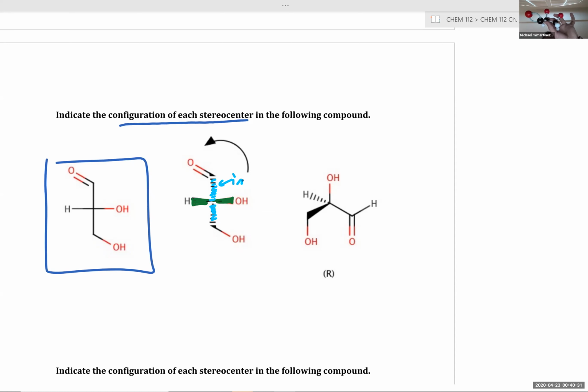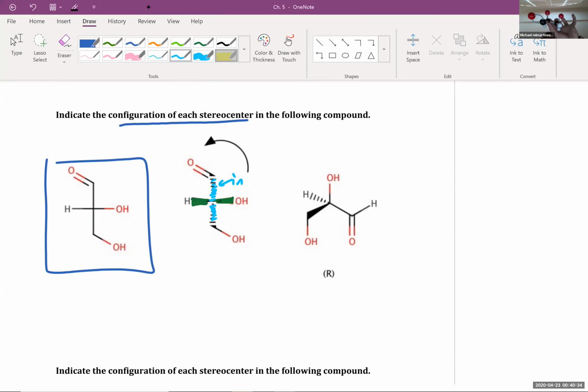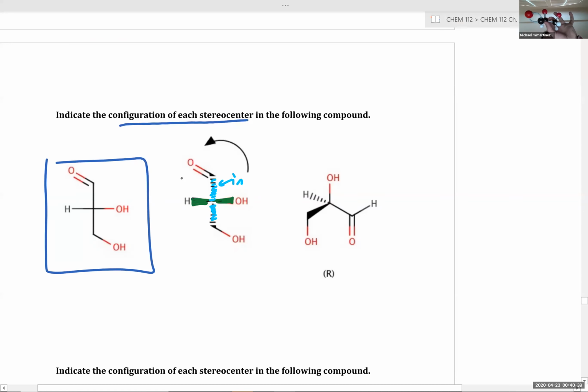Now we're just going to draw what we see. From our model, we have our alcohol on top, we have our aldehyde on the right-hand side, and then looking at this alcohol fragment right here, is this alcohol fragment pointing out of the plane of the page or into the plane of the page? Is it pointing towards us or away from us?